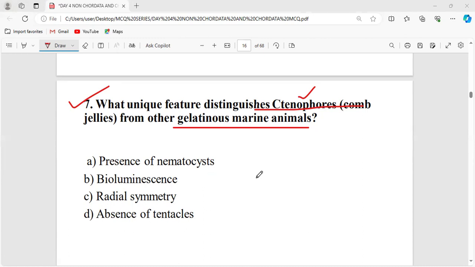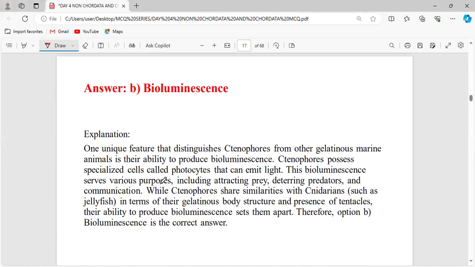What is that? Bioluminescence. Very good. One unique feature that distinguishes ctenophores from other organisms is that they produce bioluminescence. How do they emit this light? They have specialized cells called photocytes. And these cells are responsible for emitting the light, right?